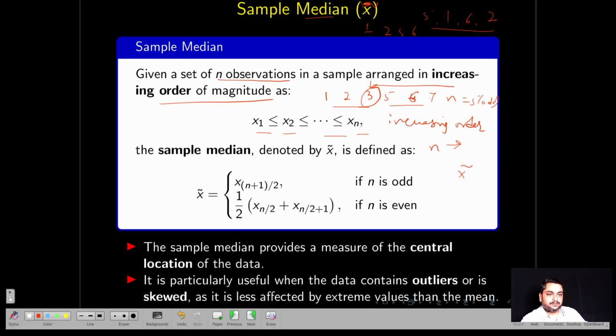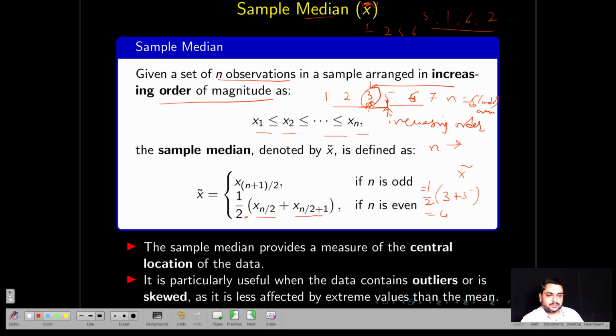Now if there are even numbers, say n is 6, it becomes even. When it is even, I cannot find a middle element exactly, so I have to take the average of these two. When n is even, you take x n by 2 and x n by 2 plus 1, and take the average, half of it. What is n by 2 here? n is 6, n by 2 is 3, so this is the third element. Then n by 2 plus 1 is the fourth element. The average of 3 and 5 will be 4.